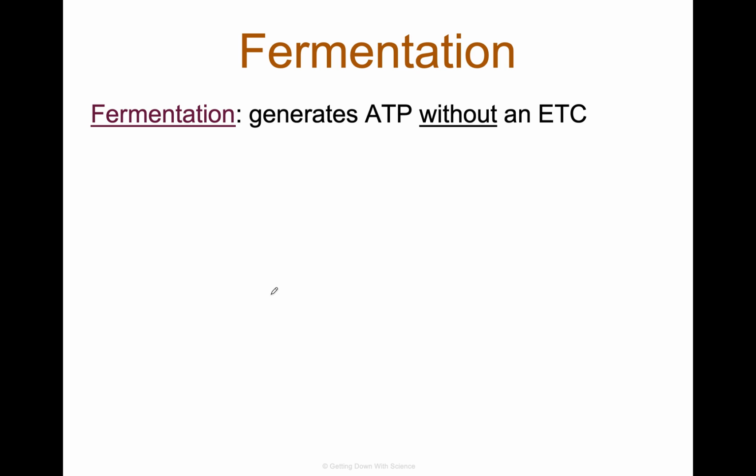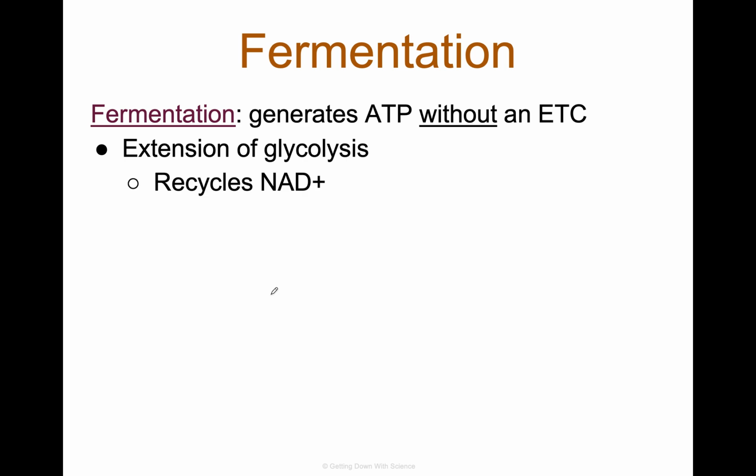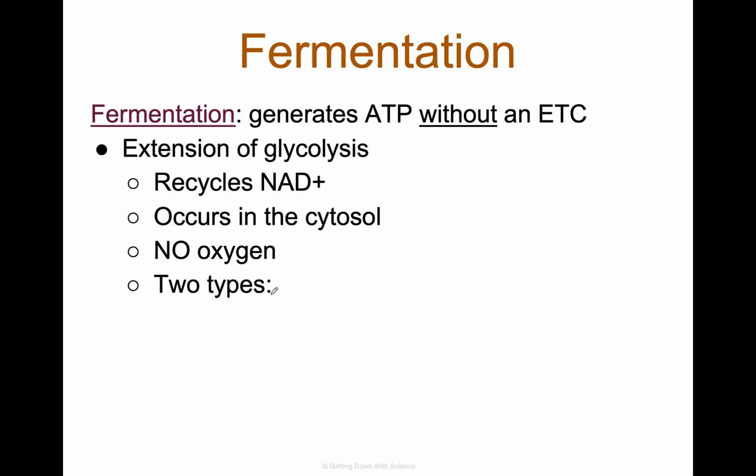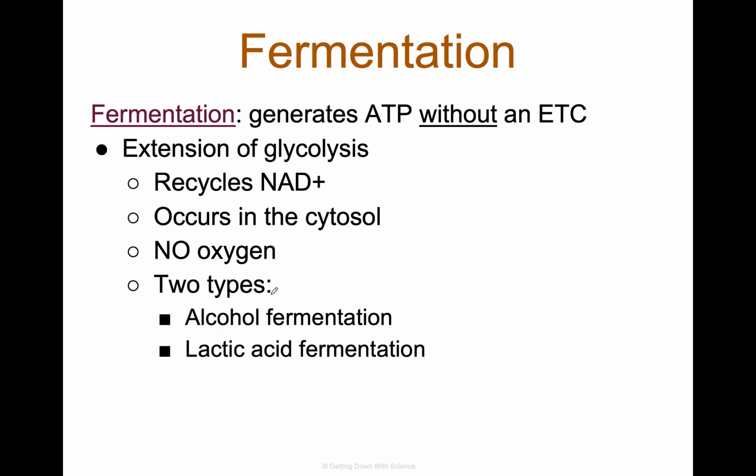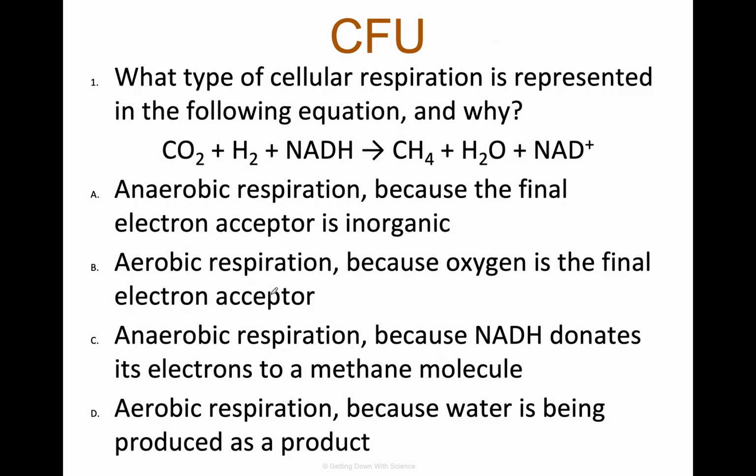Fermentation is a similar process. Again, it generates ATP without an electron transport chain at all. They just use it as an extension of glycolysis. It still recycles NAD+ and occurs in the cytosol, so no oxygen is present here. Two types: there's alcohol fermentation, and there's lactic acid fermentation. Lactic acid fermentation occurs actually in your muscles. We'll talk about that if I don't do this here.